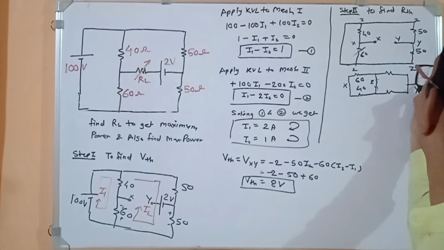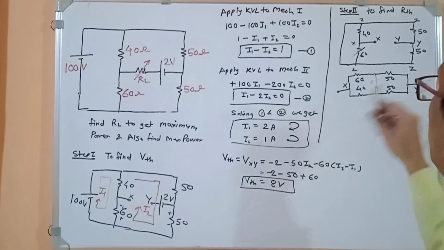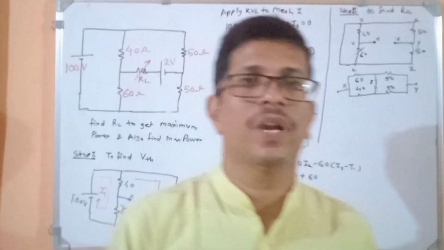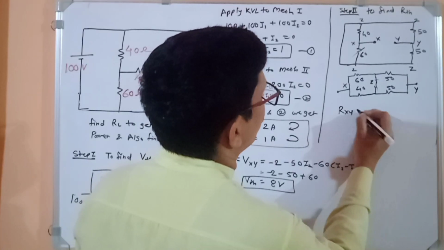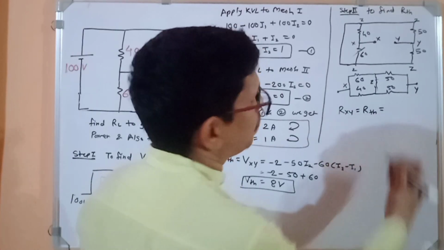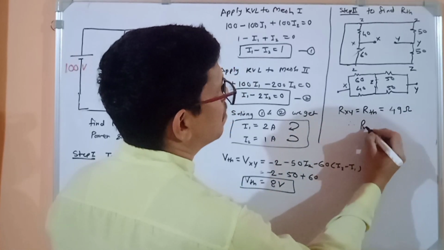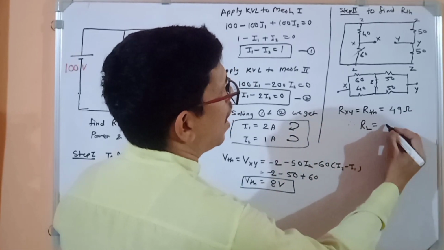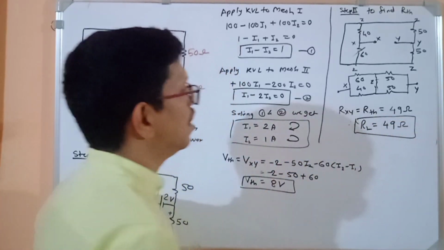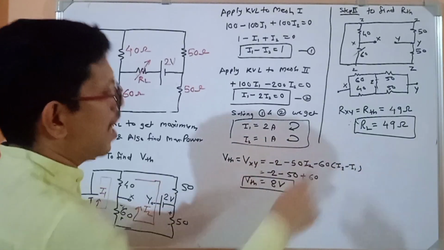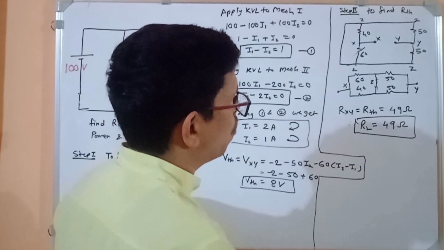50, 50 and this 50. So we will get the parallel combination of two resistors, and that will give me my final answer, RXY, which is nothing but RTH. It gives me 49 ohm, and therefore as per maximum power transfer theorem, your RL is nothing but 49 ohm, and that is my first answer. So VTH we have got, RTH, and the final answer, that is RL is equal to 49 ohm.